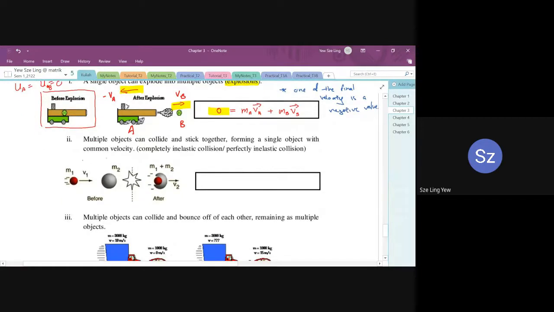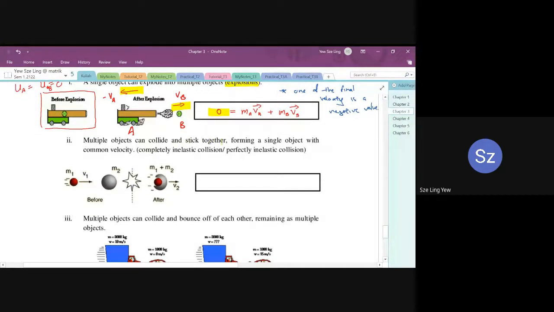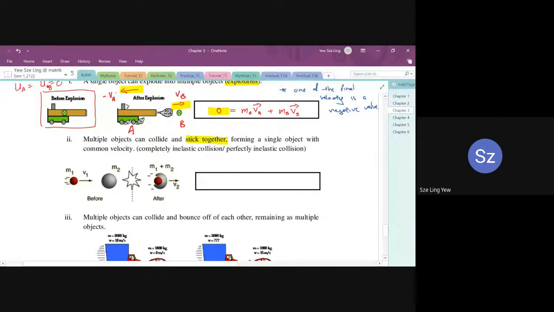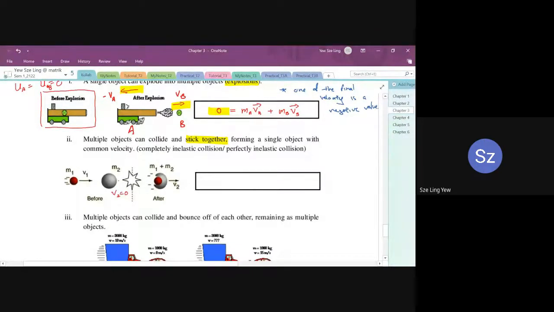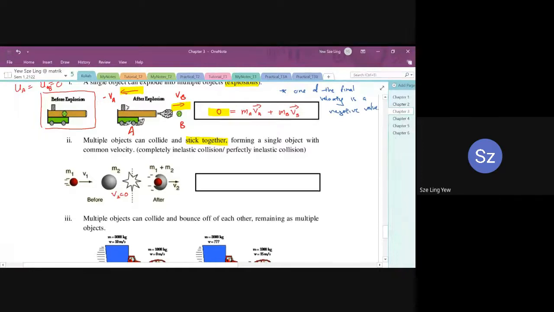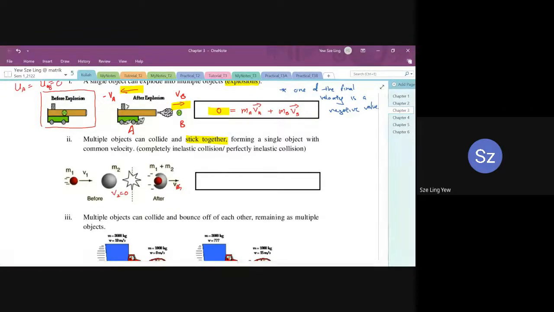The second type of collision is when multiple objects collide and then stick together. The keyword is stick together, forming a single object with a common velocity. So now you have M1 and M2. One of them is moving according to the diagram, and V2 is not moving, 0. After they collide, they stick, and both move with the same velocity, which I'm going to call V.